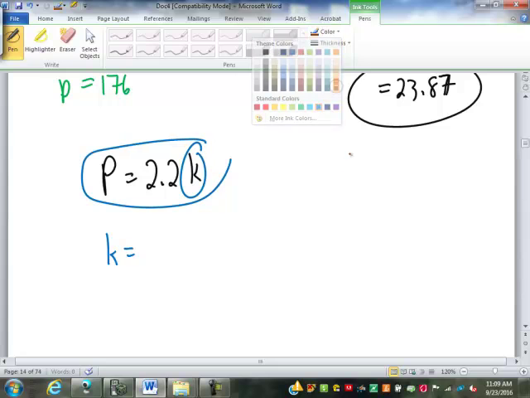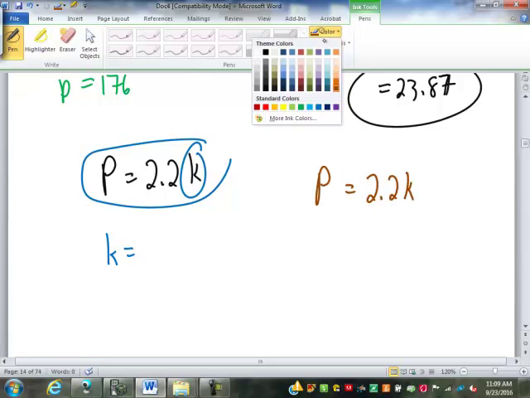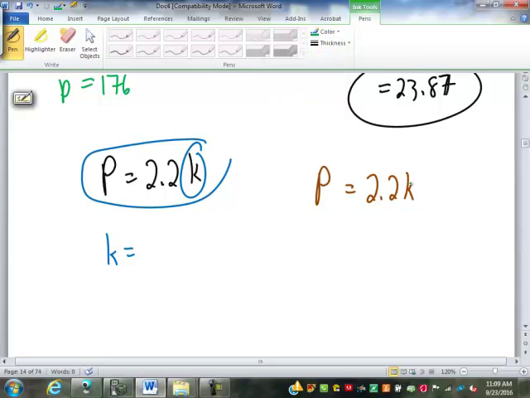So here we have pounds equals 2.2 times kilograms. So what I'm going to do is treat the K, that variable, as an x for right now, and I'm going to try to get everything else away from it.